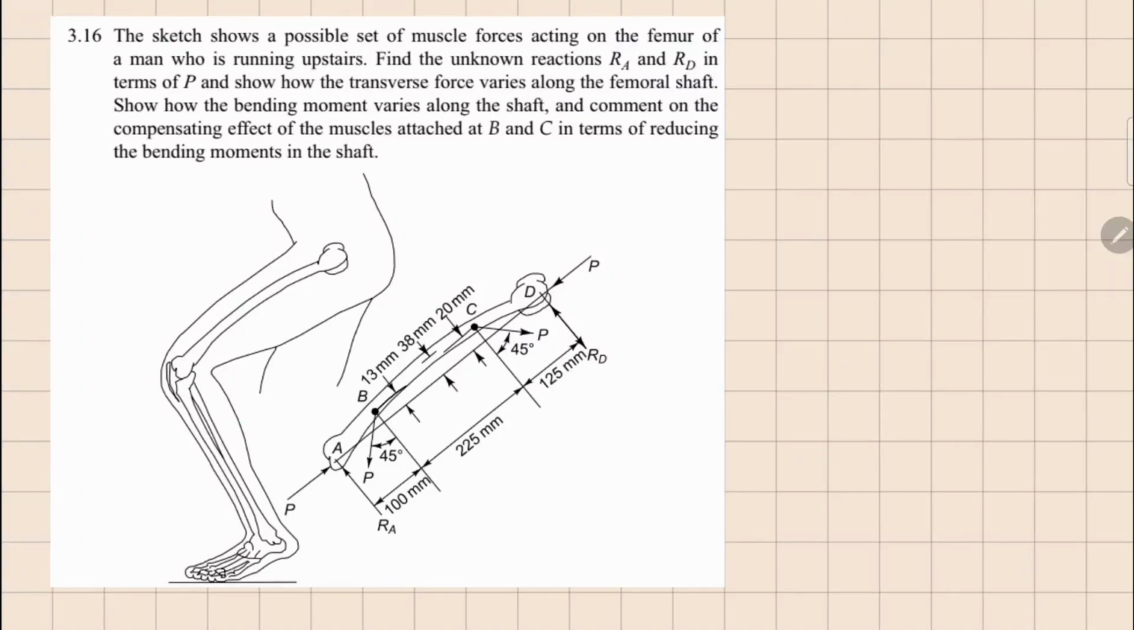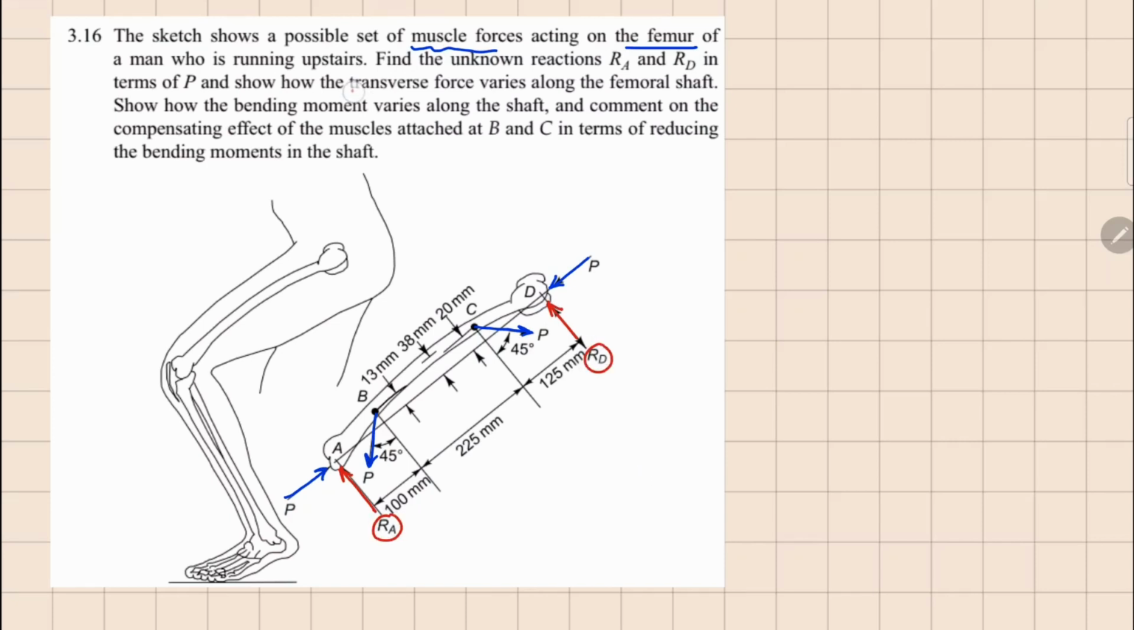This one is 3.16. Here we have a possible set of muscle forces given on this femur bone, which are this force P right here, this one here, this one here, and this one right there. We need to find out the reactions at these support points, which is RA here and RD at this point.